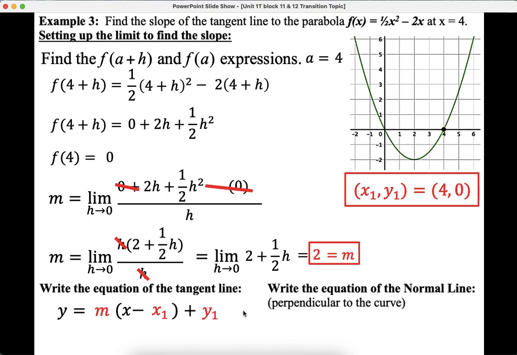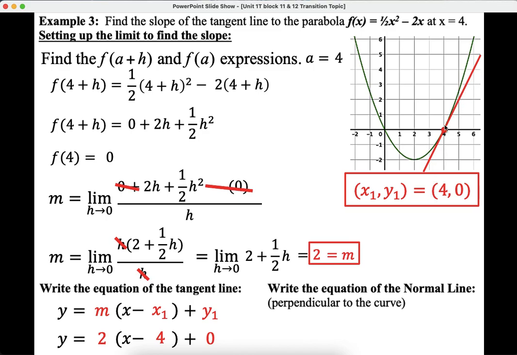And so we can write the equation of our tangent line. So we're going to plug in the slope of 2. We're going to plug in my x-coordinate of 4 and our y-coordinate of 0. And then if we want to write the equation of the normal line, oh, and I just put in the picture here. Here's the point of tangency, and then I'm going to put in that line and see how we go over 1, up 2. There, it goes through that point right there.